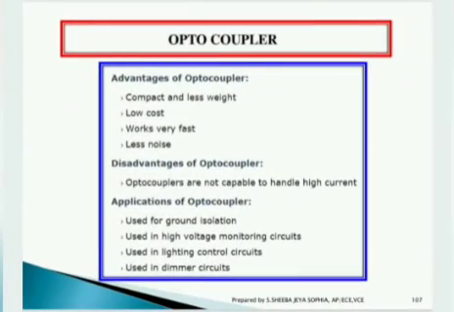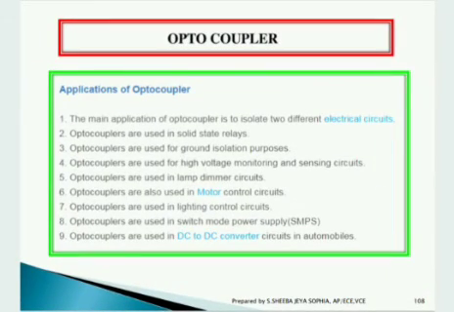Moving to the advantages of optocoupler: compact and less weight, low cost, works very fast, less noise, and the major disadvantage is that these are not capable of handling high current. Moving to the applications, these are used for ground isolation, high voltage monitoring circuits, lighting control circuits, dimmer circuits. And some major applications: it's used to isolate two different electrical circuits, used in solid state relays, ground isolation purpose, motor control circuit, switch mode power supply, DC to AC converter in automobile circuits, etc.